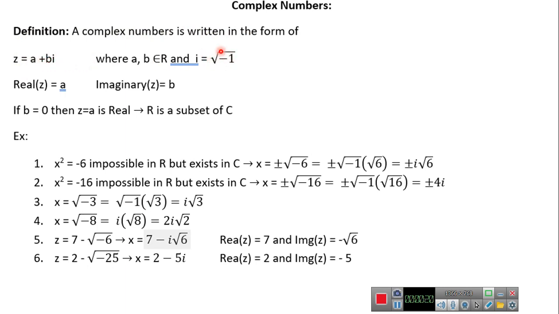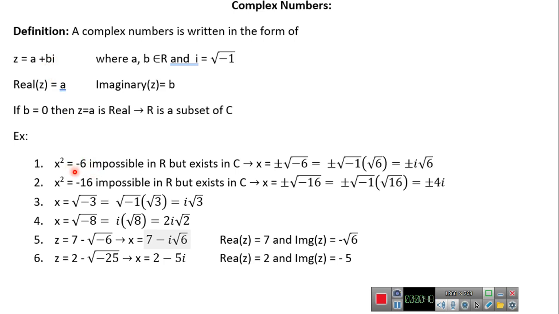It's called complex because, as we all know, in the real numbers we cannot have the square root of a negative number. We have created a new set called complex numbers where the square root of a negative number exists. So if b is equal to 0, you have z equal to a, so the number will be real. That's why R is always a subset of the complex numbers. The only case where R is a subset of the complex numbers is when b is equal to 0.